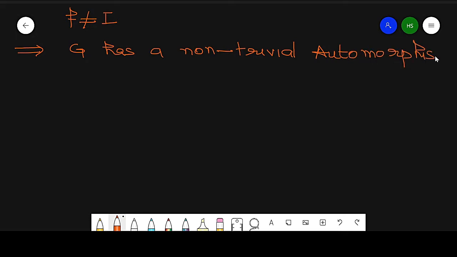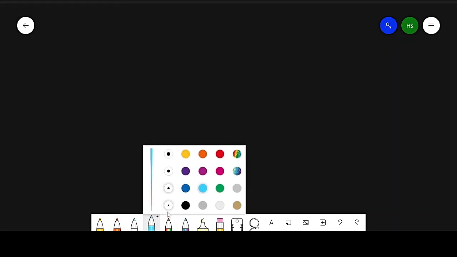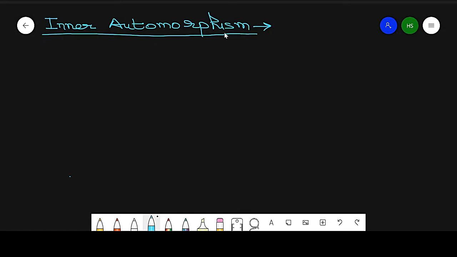Non-identity, so it has a non-trivial automorphism, which proves our result. Now after automorphism, we are discussing the next definition, which is called an inner automorphism.